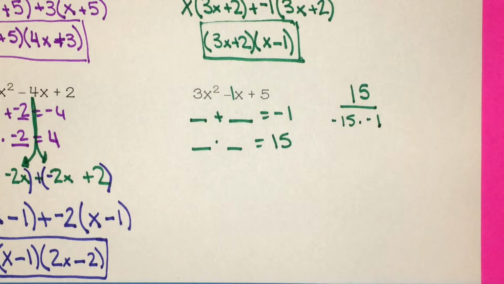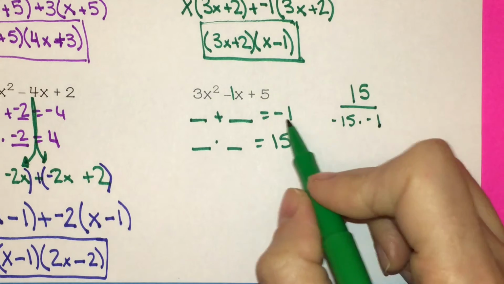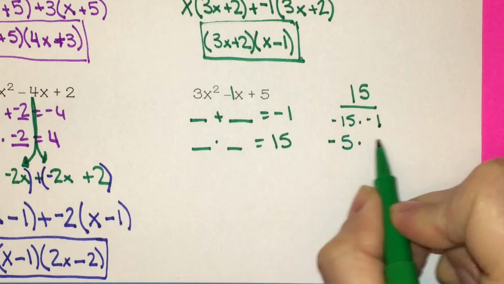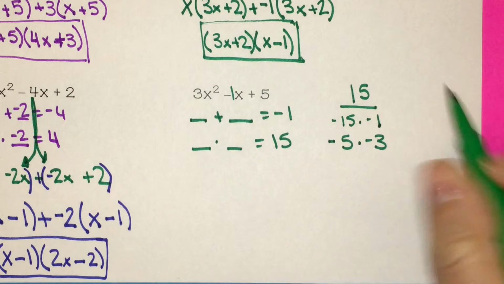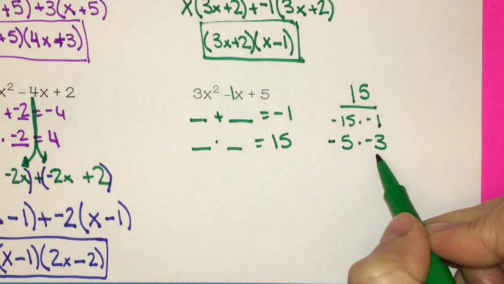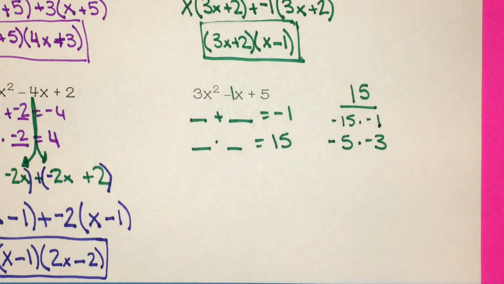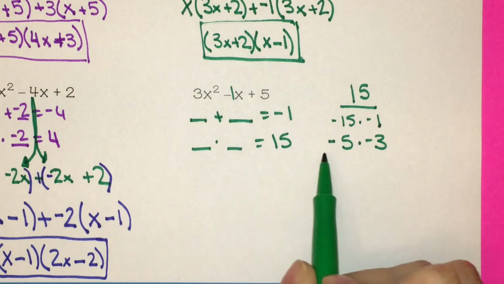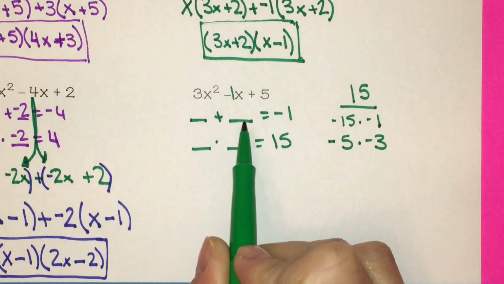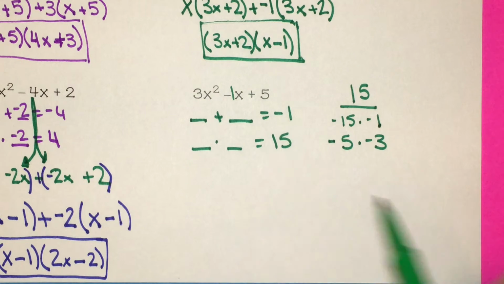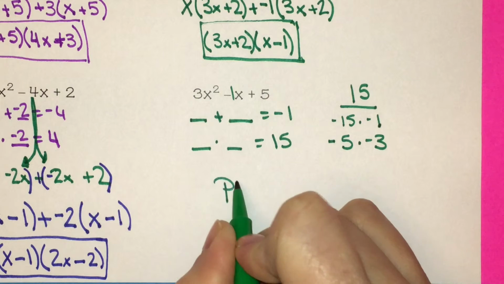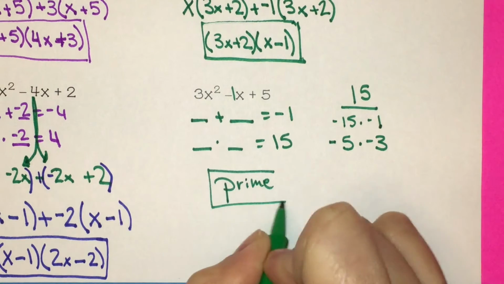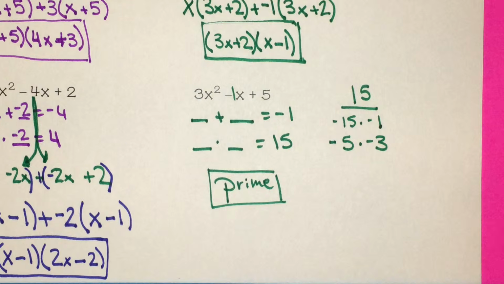Well, add them together. Negative 15 plus negative 1 is not negative 1. We have negative 5 times negative 3. Negative 5 plus negative 3 is negative 8. That's not negative 1. And 15 doesn't have any other factors. So because you cannot multiply any of the factors together and add them at the same time to get the numbers that we need, this one's called prime. It's prime because it cannot be factored.